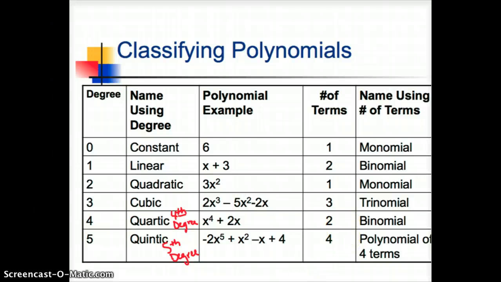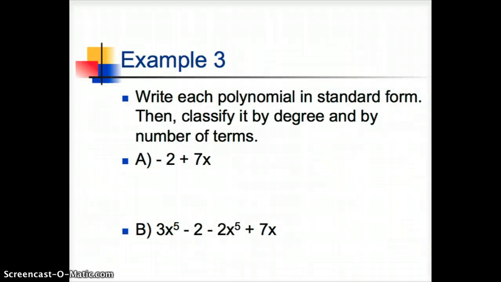Okay, so there's a lot of vocab here, as you can kind of see. All right, so what I want you to do here is write each polynomial in standard form and then classify it by degree and number of terms. So to get standard form, the first thing you need to do is highest degree is first, and all like terms are combined.